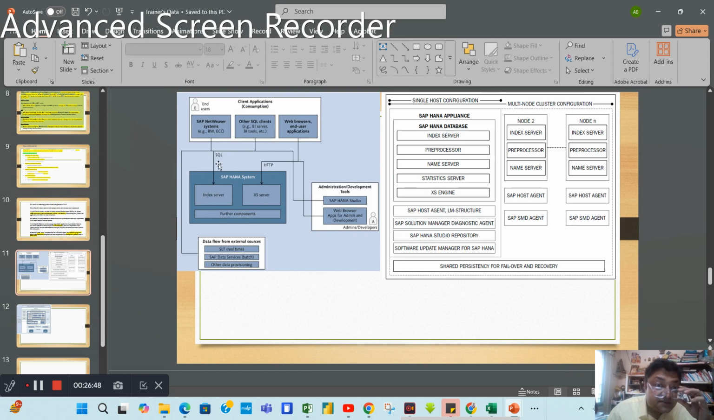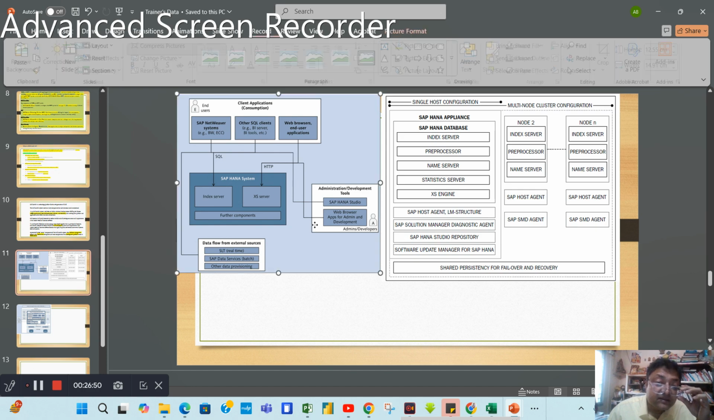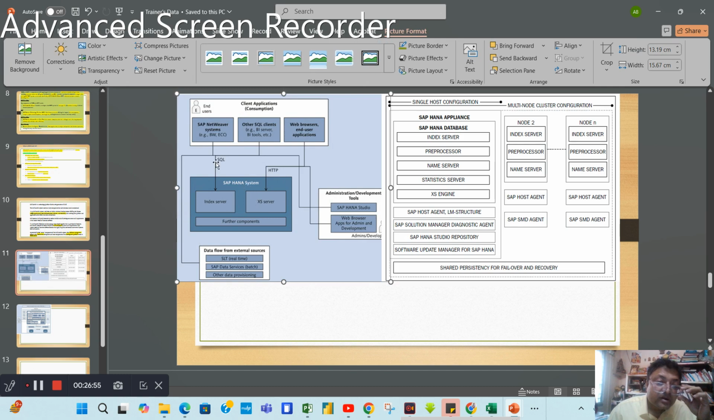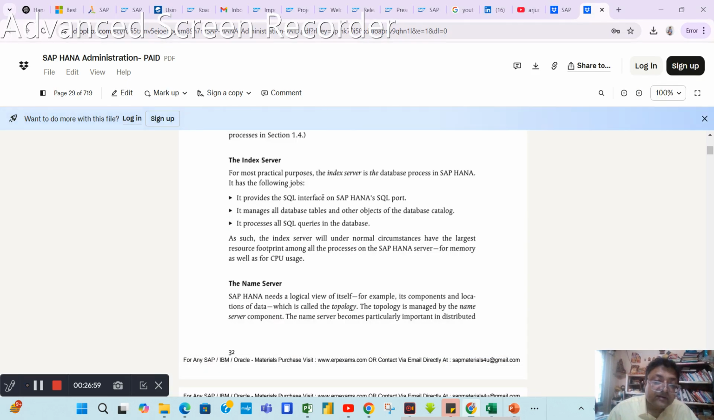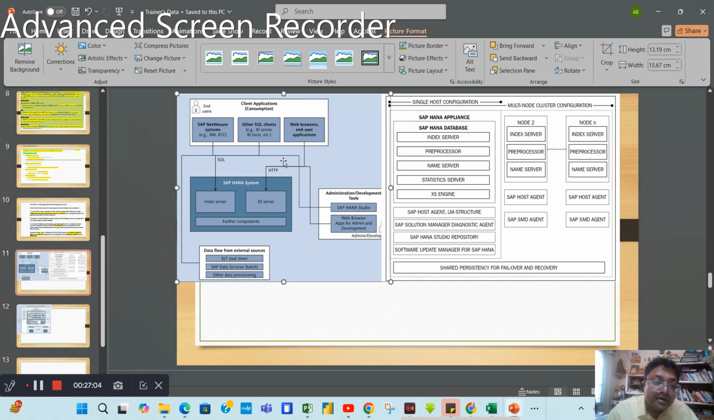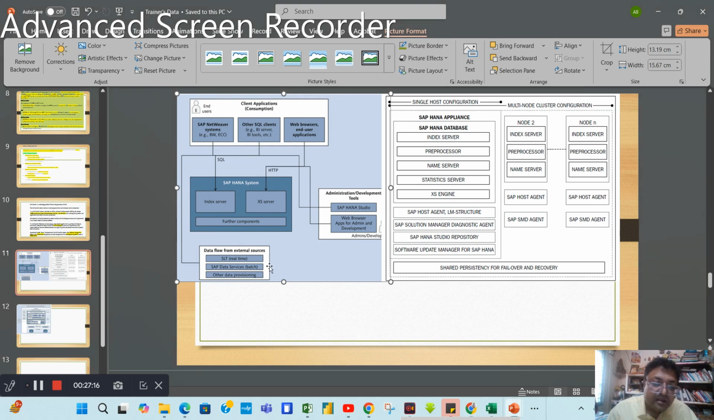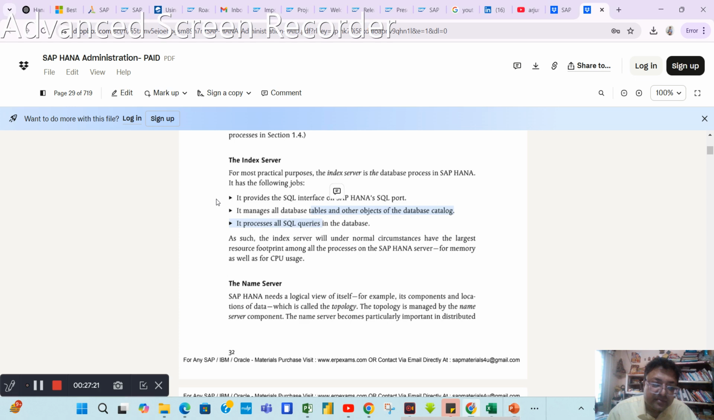You see, this is all mentioned as SQL. Are you able to see this? I think you should be able to see it now. These SQL requests are coming, and index server provides the SQL interface for the SAP HANA SQL port. It provides the database tables and other objects of the database catalog, and it processes all SQL queries in the database. Inside the HANA system, all SQL queries are processed by index server.